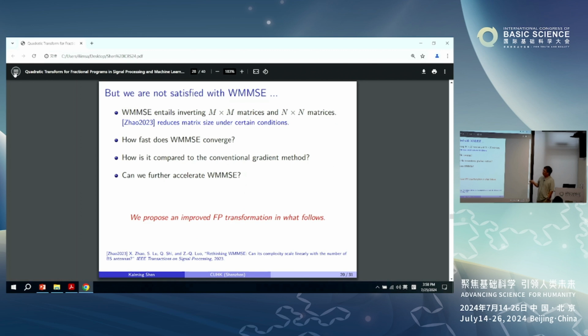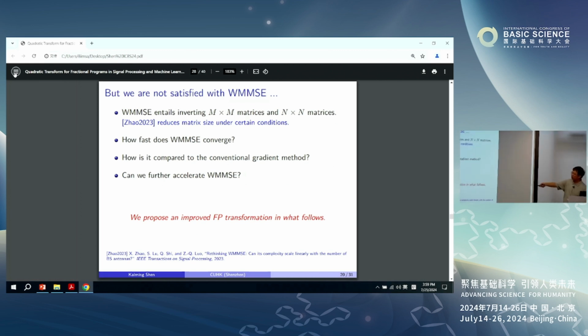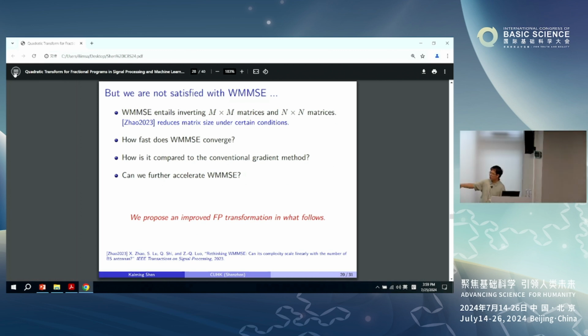And also, we have no idea what the advantage of the WMMSE algorithm is as compared to any other universal optimization method, for example, the gradient method. And we also ask, can we further accelerate WMMSE? I aim to address all these issues by proposing an improved FP transformation. Okay, so this is the rest of my talk.